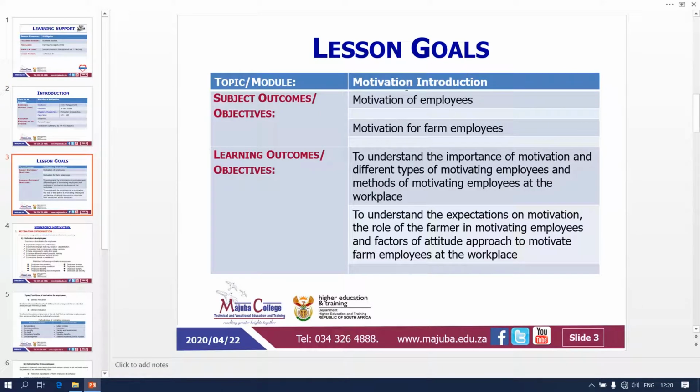Lesson goals. Our topic is motivation introduction. We're going to look at the motivation of employees, motivation for farm employees. Our learning outcomes are to understand the importance of motivation, the different types of motivating employees, the methods of motivating employees in the workplace, to understand the expectation on motivation by the employees, the role of the farmer in motivating employees, and the factors of attitude approach towards motivating the farm employees.